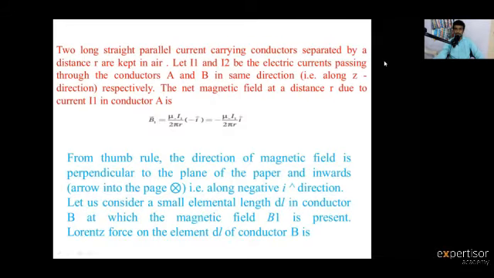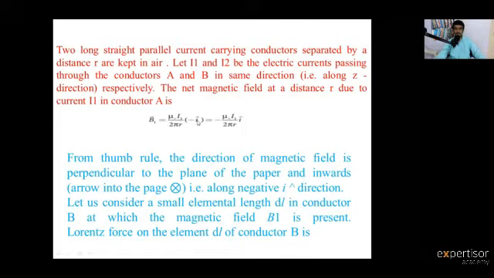See the derivation part. Two long straight parallel current carrying conductors separated by a small distance r are kept in air. Let I1 and I2 be the currents passing through the conductors A and B in the same direction along the Z direction respectively. The net magnetic field at distance r due to the current I1 in conductor A is B1 equals mu naught by 2 pi into I1 divided by r, with the unit vector negative.